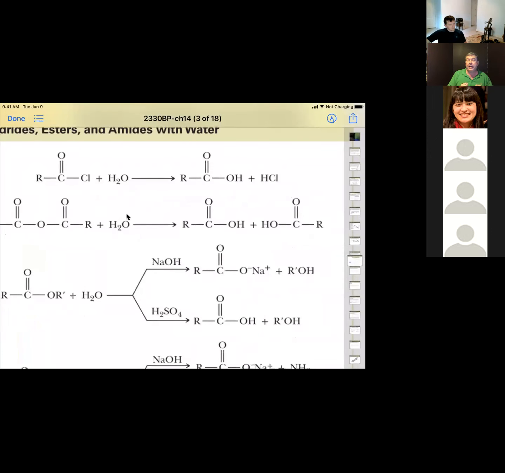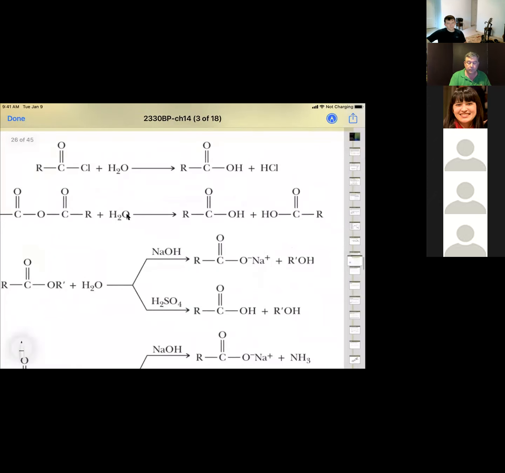When we have acid catalyzed, it is in equilibrium. So we have to have excess water or remove the alcohol to drive the reaction to completion. There's always a little bit of back reaction in that.